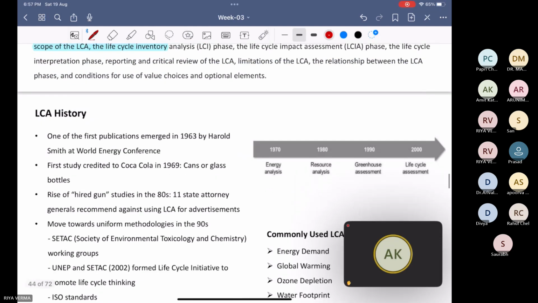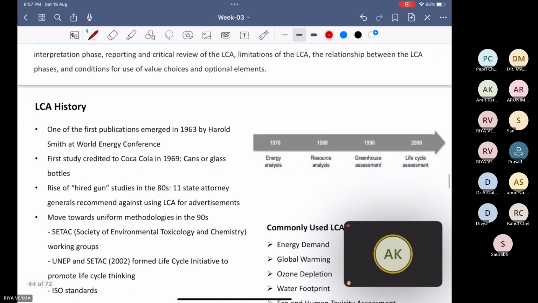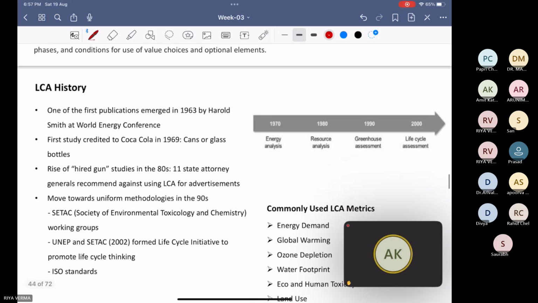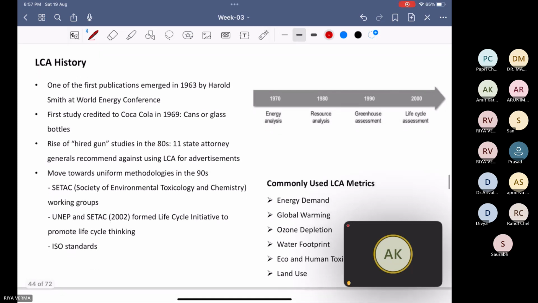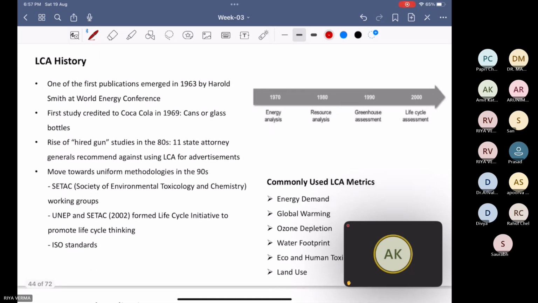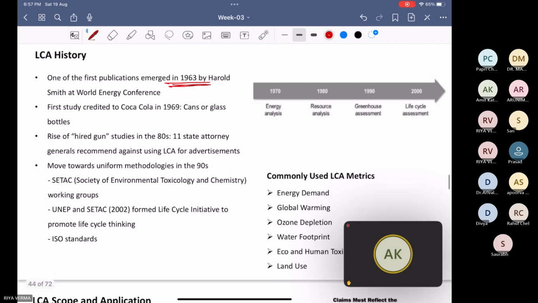So the history of LCA. One of the first publications emerged in 1963 by Harold Smith at the World Energy Conference. It is not a very old concept; it is certainly a newer concept. Then the first study credited to Coca-Cola in 1969, where they performed LCA on cans or glass bottles.